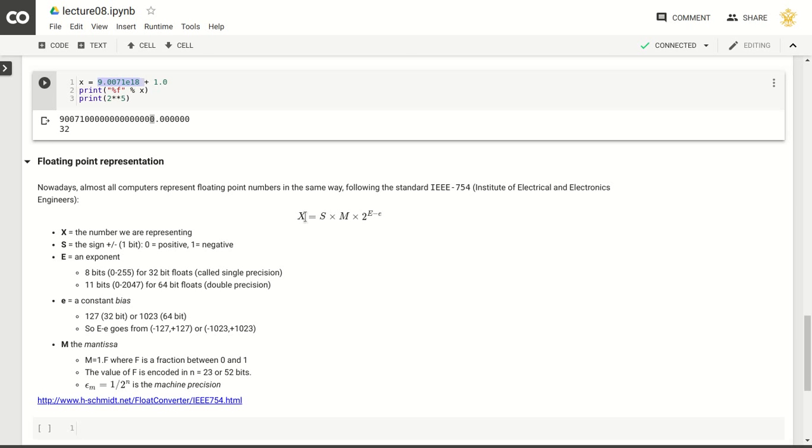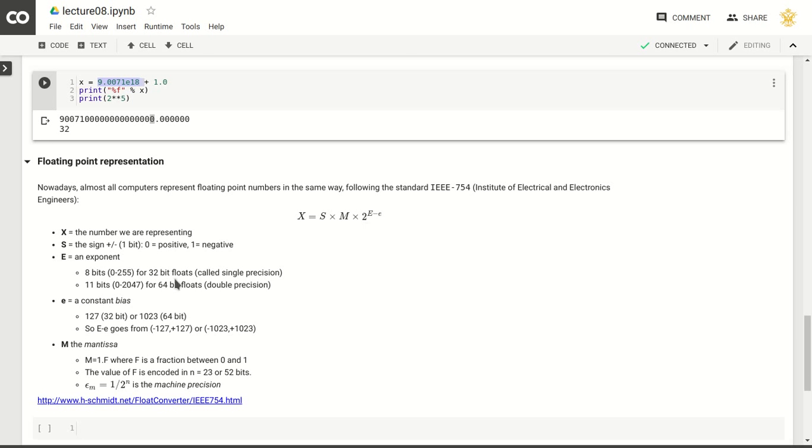So that's X. It will have a sign, of course, plus or minus, that's 1 bit. Then we have a so-called, well, let's go to the exponent first. So we have a times 2 to the power E minus e, big E minus small e. Since these are binary numbers, it makes sense that they have as a base 2 here, so factors of 2.